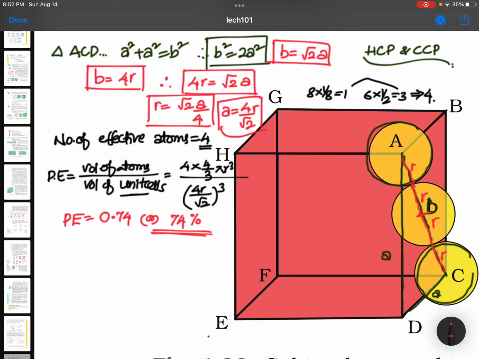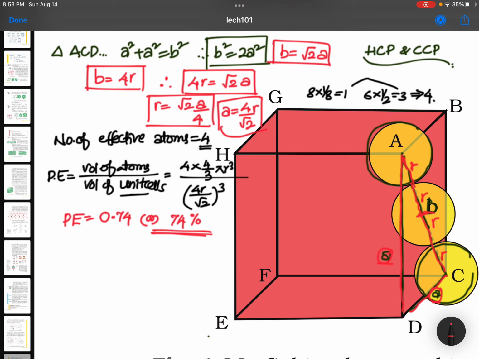What we have done here, first we have taken this triangle. In this triangle, 2 edge lengths A and A are taken. 2 edge lengths is equal to this edge length A square. A square plus A square is equal to B square, or B is equal to root 2A. Then B is equal to 4R, because this is equal to 4 radius. So 4R is equal to root 2A. And you can make it very simple. R is equal to root 2A by 4, or A is equal to 4R by root 2.